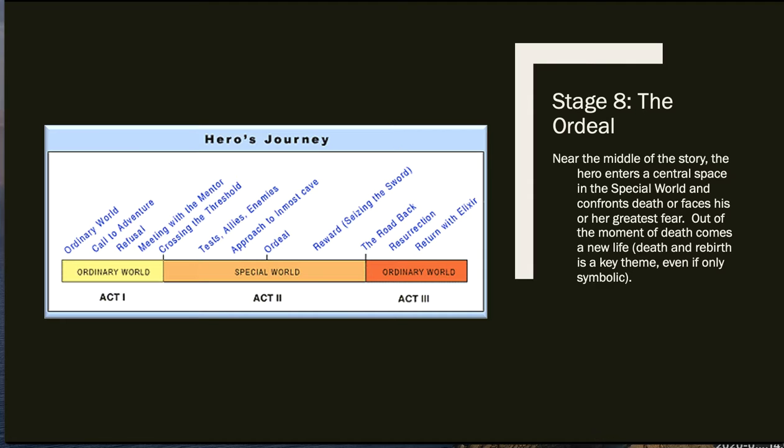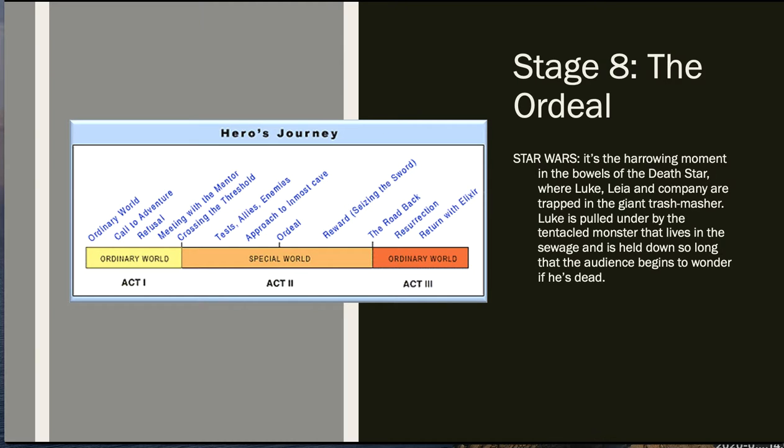It's very symbolic, and you will see that even if it's something like a young adult coming of age novel, death and rebirth can be being reborn with a new knowledge. In Star Wars, it's the harrowing moment in the bowels of the Death Star where Luke, Leia, and company are trapped in the giant trash masher. Luke is pulled under by the tentacled monster that lives in the sewage and is held down so long that the audience begins to wonder if he's dead. So this is the central ordeal as they seek out Princess Leia and are trying to escape and get trapped in the trash compactor.